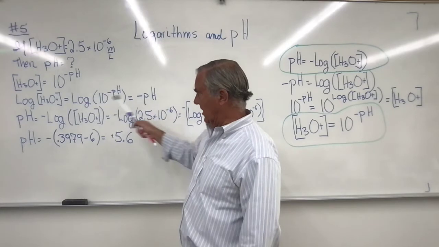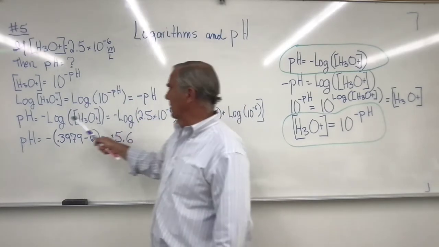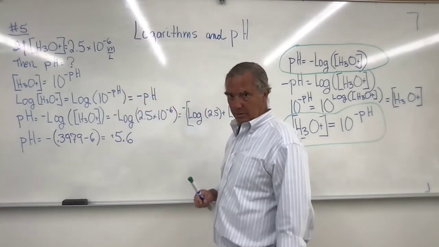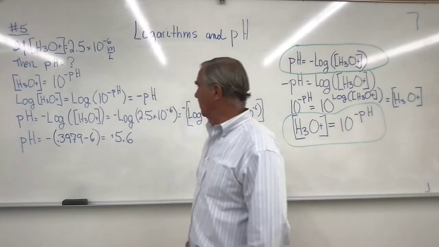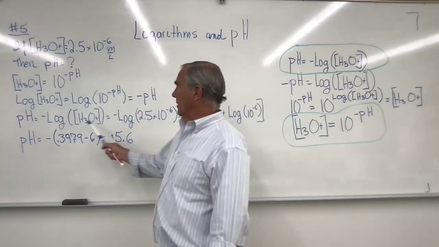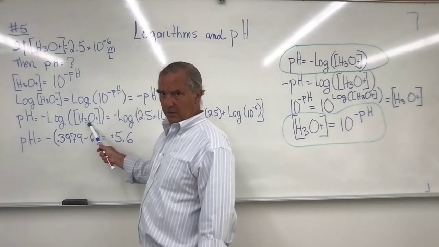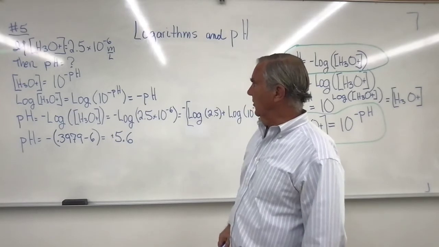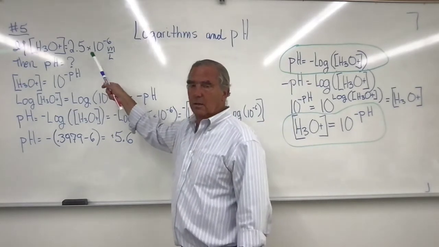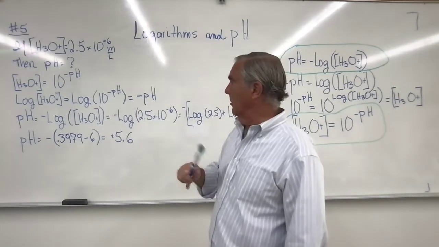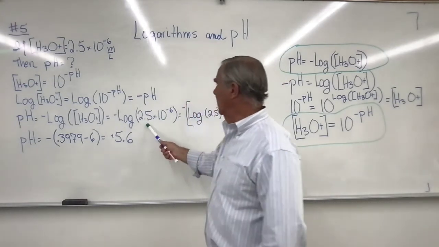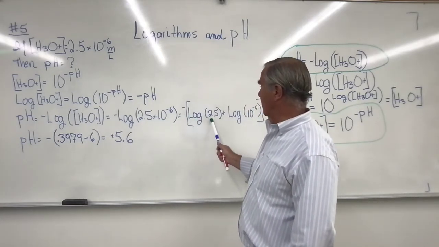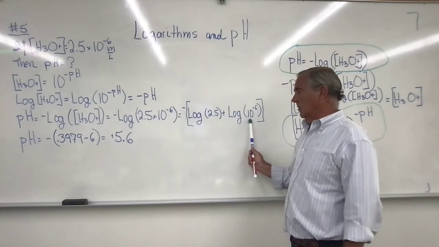Next, multiply both sides of the expression by -1 so that pH becomes a positive value and the logarithm of the hydronium ion concentration becomes a negative number. Now the logarithm of the hydronium ion concentration is the logarithm of 2.5 times 10 to the minus 6. That's a product. And the logarithm of a product is the sum of the logs. So the logarithm of 2.5 times 10 to the minus 6 is the logarithm of 2.5 plus the logarithm of 10 to the minus 6.